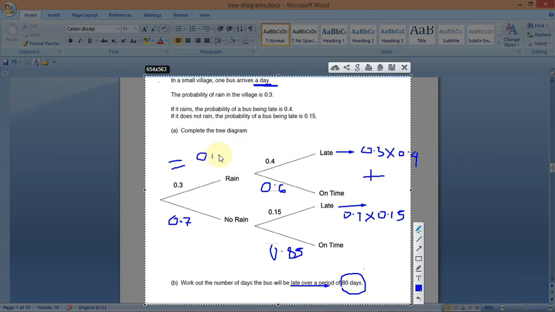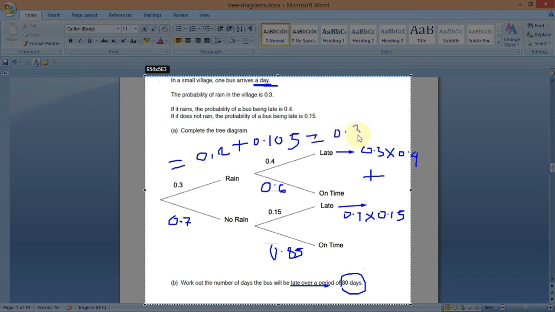So 0.12 plus what is this one here? 0.7 times 0.15. 0.15 times 0.7. So that is 0.105. So 0.105 plus 0.2. So that gives 0.305. So 0.305 is per day, because they say that one bus arrives a day.